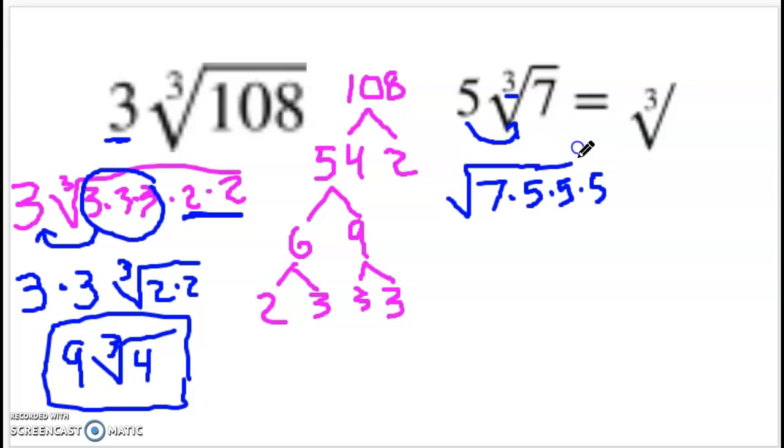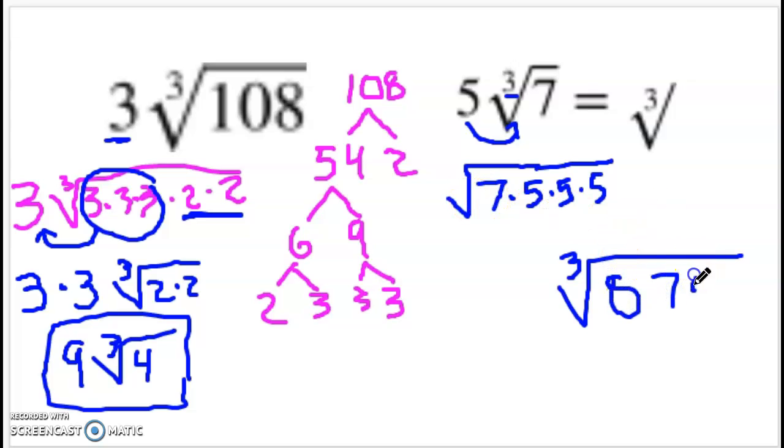Then I can multiply all these together to get my original cube root. So I would do 7 times 5 times 5 times 5. Let's see here, 5 times 5 is 25. 25 times 5 is 125. 125 times 7 gives me 875. And that is my final answer.